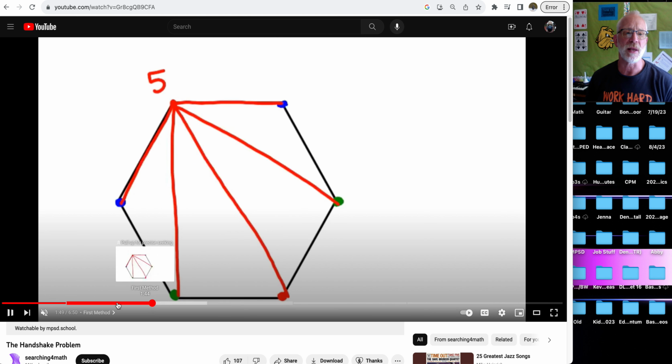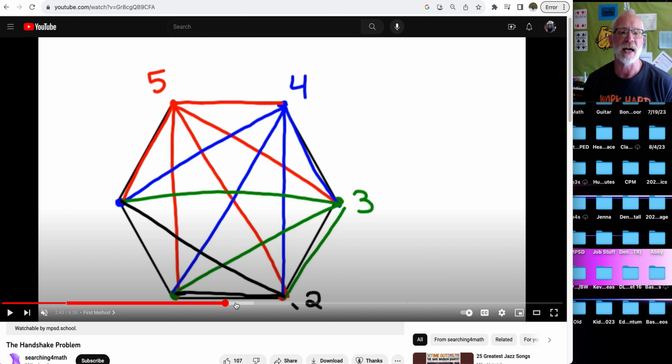And one thing that they realized was that if this person shook all these people's hands, when it came time for this person to shake, they already shook hands once. So this person doesn't have to go back and shake that person's hand. So that was kind of an aha moment.